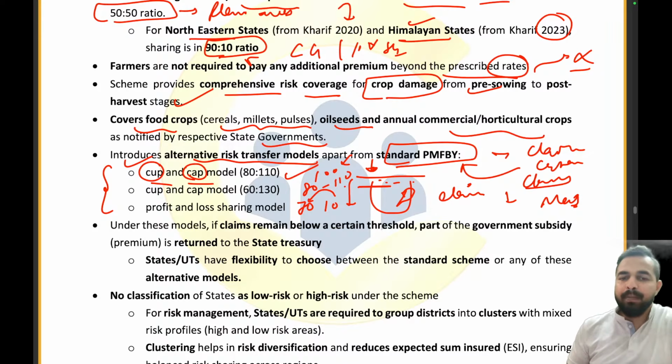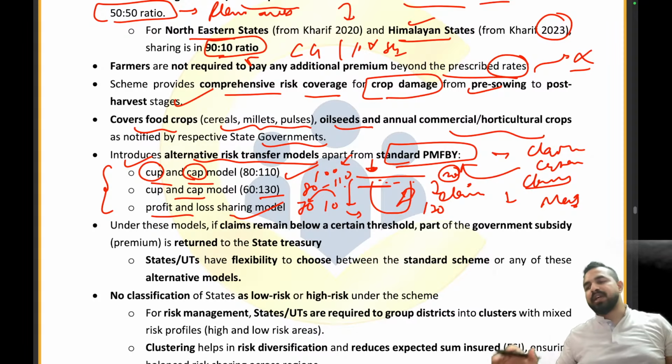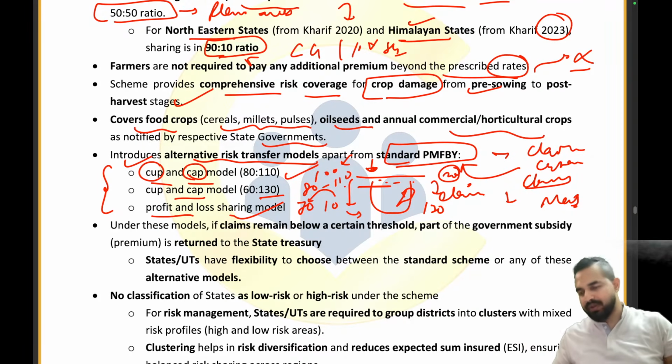And if the amount is more than 110 crore, that is, it is 130 crore, then this more than 20 crore will again be taken care of by one of the stakeholders. Similarly, there is another cup and cap model of 60:130. Then there is a profit and loss sharing model. So these are the three alternative risk transfer models apart from the standard Pradhan Mantri Fasal Bima Yojana. Clear to everyone?